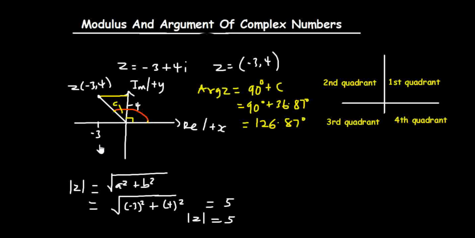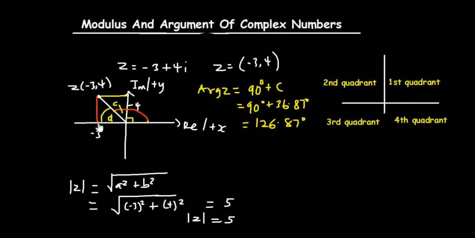So to find this argument, let's say you want to use this angle here. Let me consider this angle here to be angle D. So when you use this angle here, we will subtract it from 180, and then that'll give us the argument.